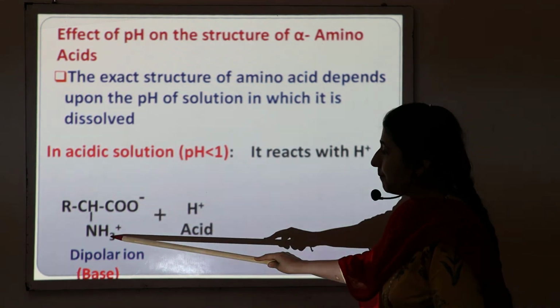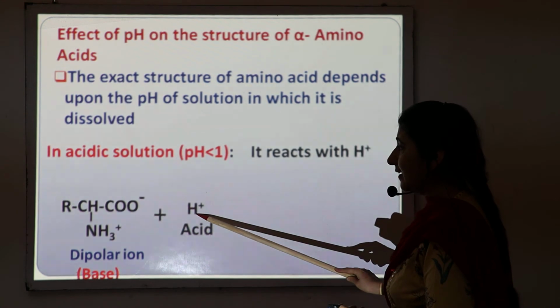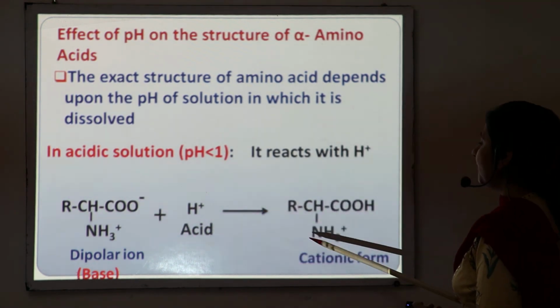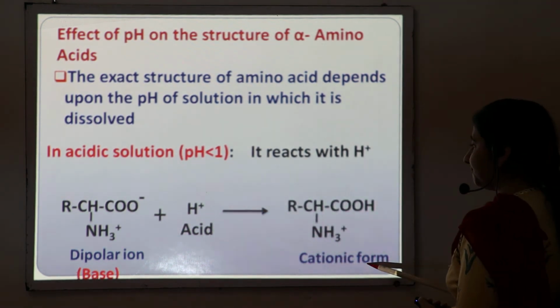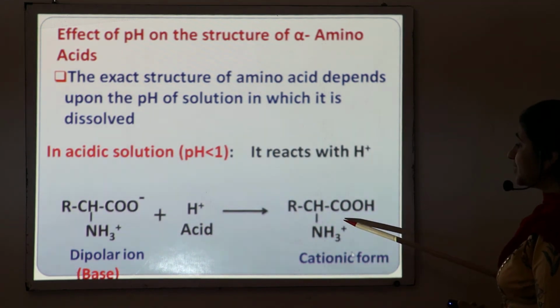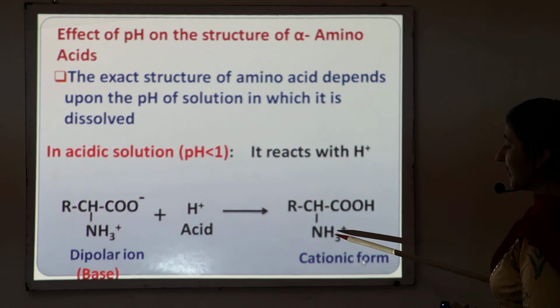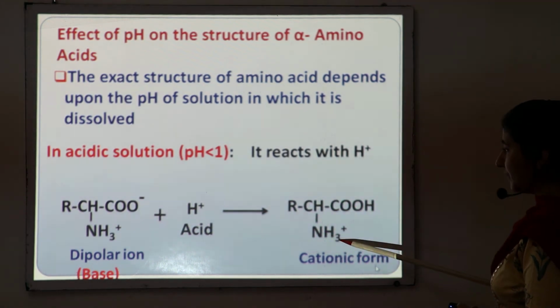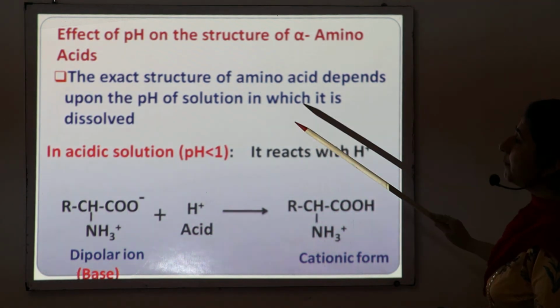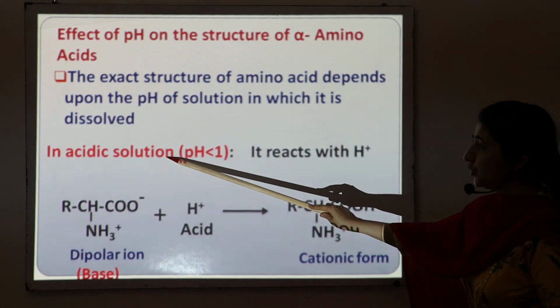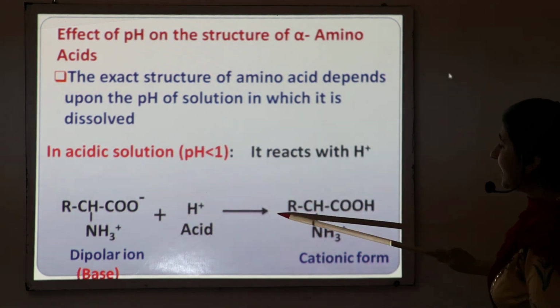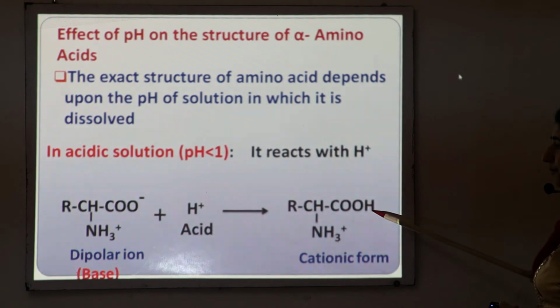So when the dipolar ion reacts with the acid, it exists in the cationic form due to the presence of positive charge on the NH3 group. So when the amino acid is dissolved in acidic solution, the amino acid exists in cationic form.